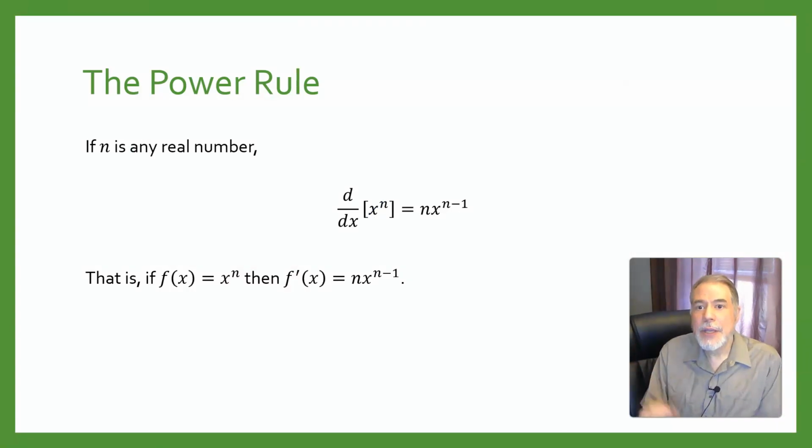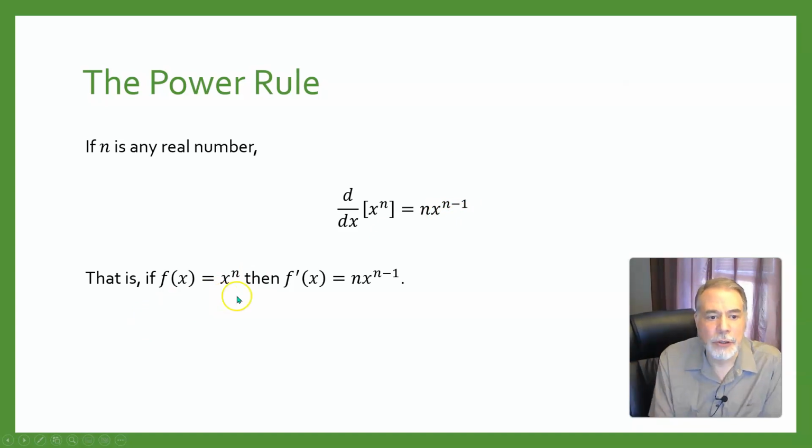Now we come to a lot more interesting rule, the power rule. If n is any real number, then the derivative with respect to x of x to the nth power is n times x to the n minus 1 power. So if f of x is x to any particular power, the derivative f prime of x would be that original power times x to that power minus 1.